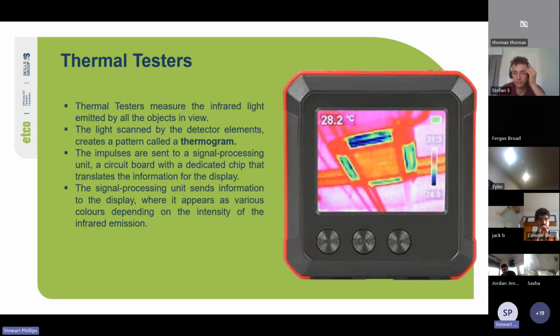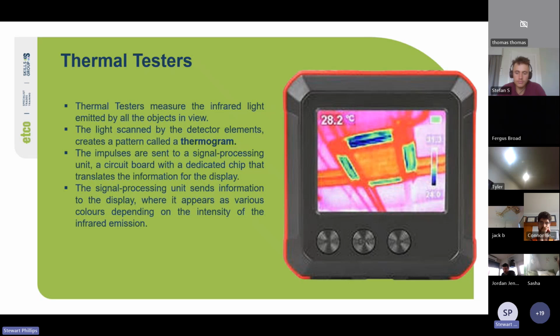Cool, so thermal testers. Thermal testers measure the infrared light emitted by all the objects in view. The light scanned by the detected elements creates a pattern called a thermograph. The impulses are sent to a signal processing unit, a circuit board with a dedicated chip that translates the information to the display, where it appears as various colors depending on the intensity of the infrared emission.